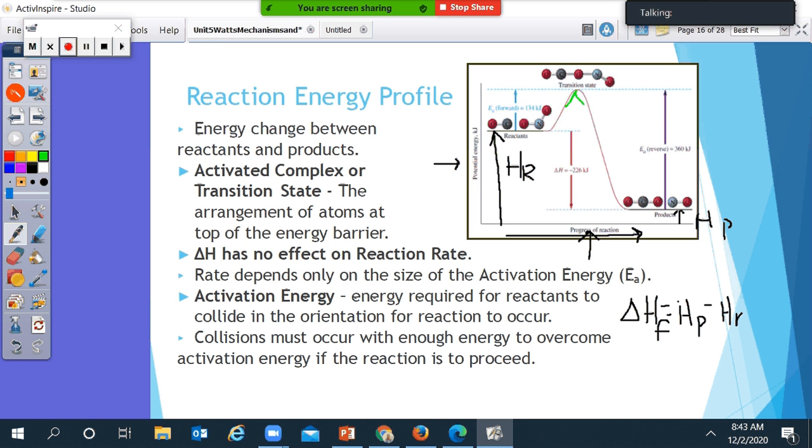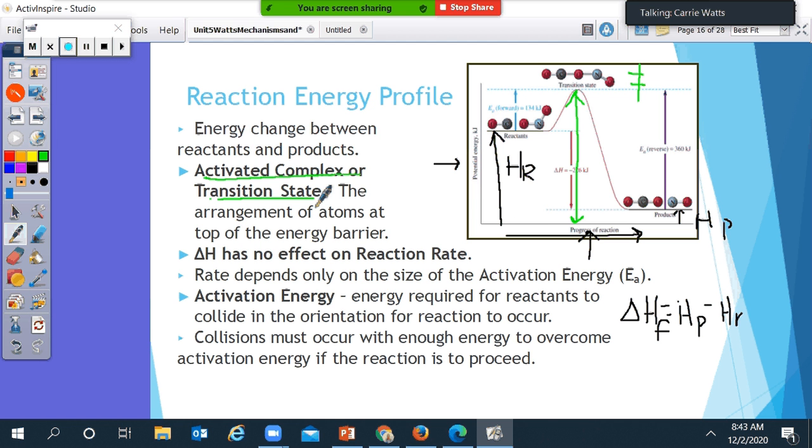Now at the very top here, this is the activated complex. So that activated complex or transition state has a certain amount of energy. We used to use a symbol with an equal sign and a slash for the activated complex. And you can see it has a real high energy up there. That transition state's where bonds are breaking and new bonds are formed. Okay, so that's the activated complex.